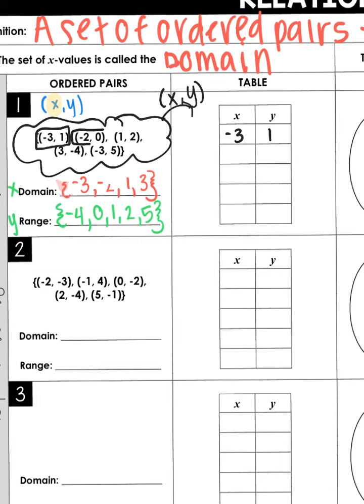And then we'll do the second ordered pair. -2 is for the x, 0 is the y. The third ordered pair, 1 is the x, 2 is the y. The next one would be 3, -4. And the final one would be -3, 5. So here is our table.